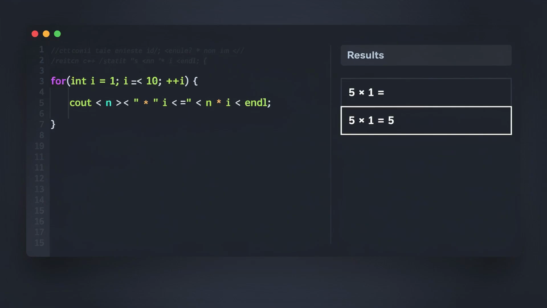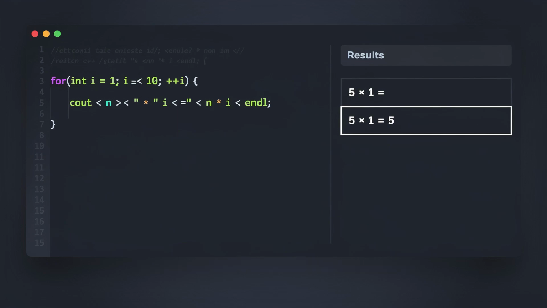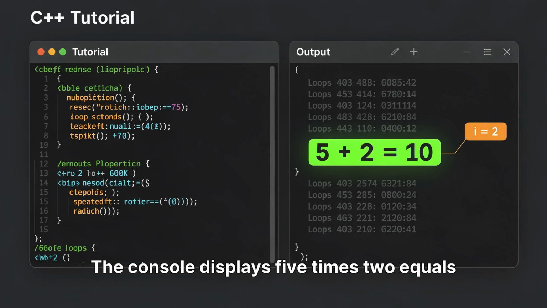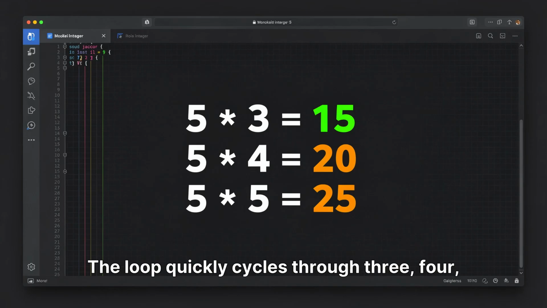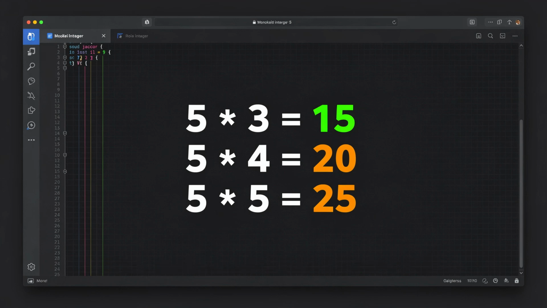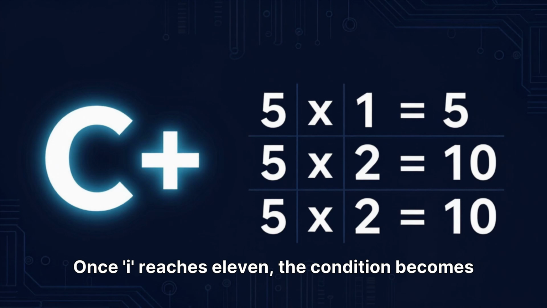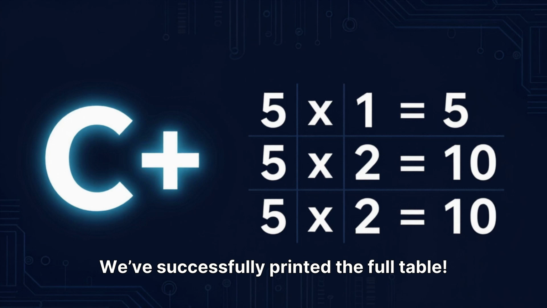Let's walk through it. If n is 5, the first loop prints 5 times 1 equals 5. The counter i then becomes 2. In the second pass, 5 is multiplied by 2. The console displays 5 times 2 equals 10. The process continues. The loop quickly cycles through 3, 4, and 5, calculating and printing the results instantly. Once i reaches 11, the condition becomes false and the loop stops. We've successfully printed the full table.